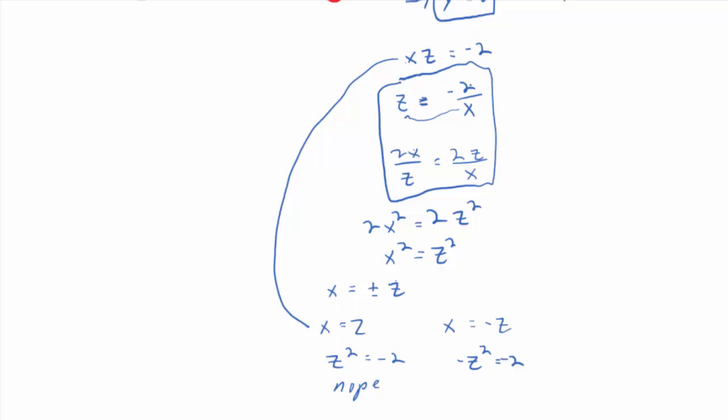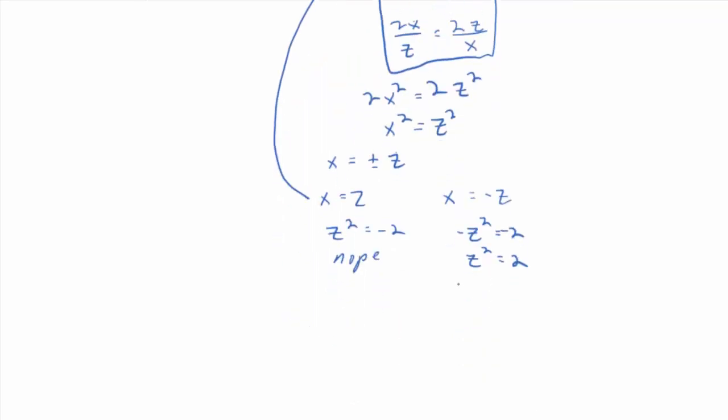Negative 2. Yeah, and then that would mean z squared equals 2, or z equals plus or minus root 2. Okay, so what would that mean that x is equal to? Okay, x would be minus plus root 2, right? Because they're opposites in this assumption.